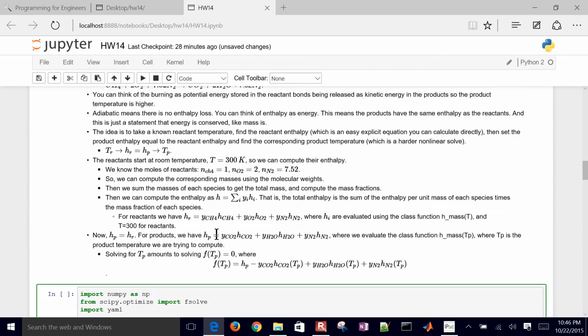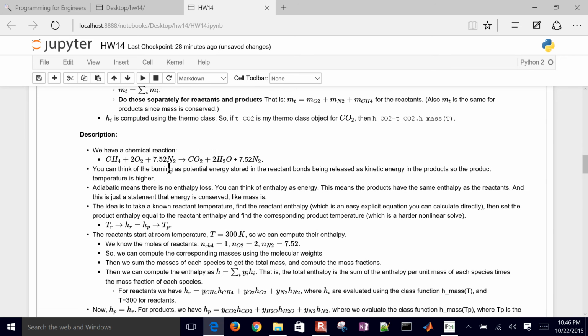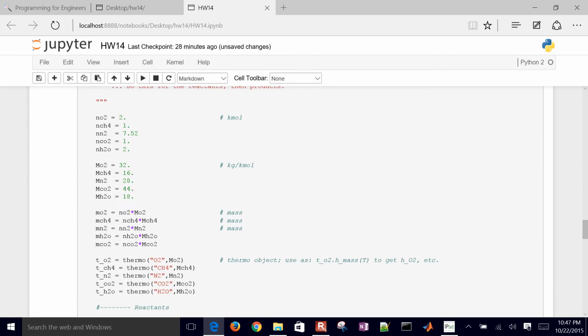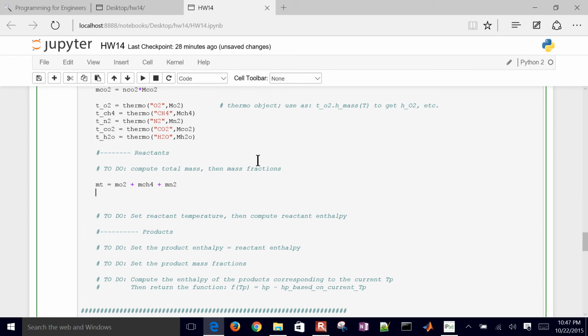Okay, so that was the reaction. Let's just go back up to the description here. So here we had just these three: CH4, O2, and N2. Okay, and then our products are going to be CO2, H2O, and then the N2 again. Okay, so the N2 does not react; it's inert. Okay, so we have the total mass there of the reactants, and then let's go ahead and get the mass fractions as well. Okay, so right here, the Y.